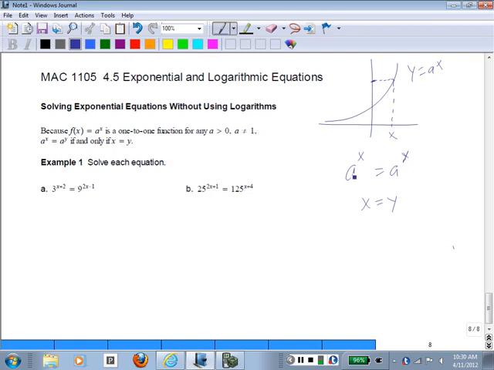So if the bases are the same and the quantities are equal to each other, the only way that can happen is if the exponents are also the same.